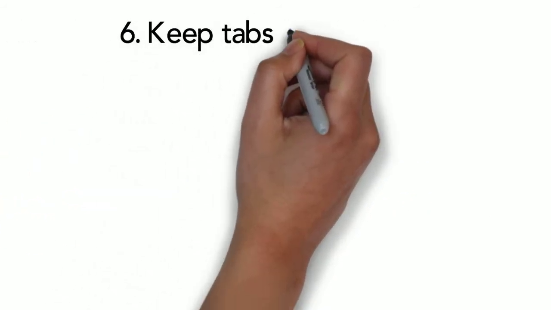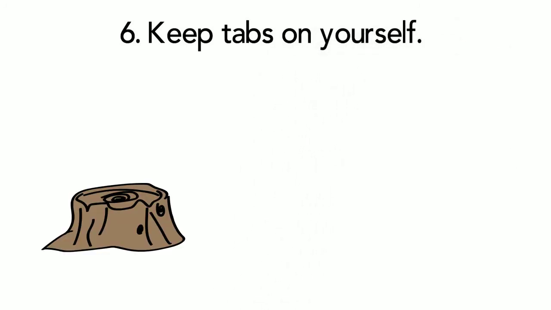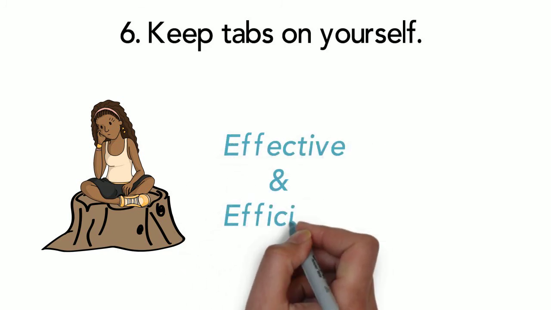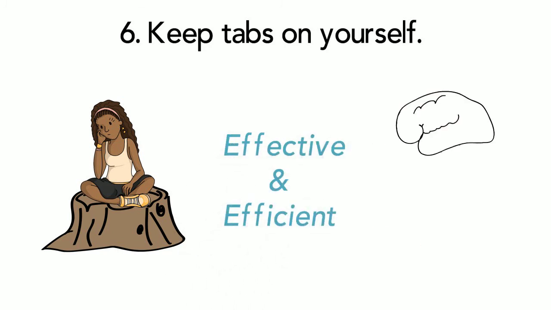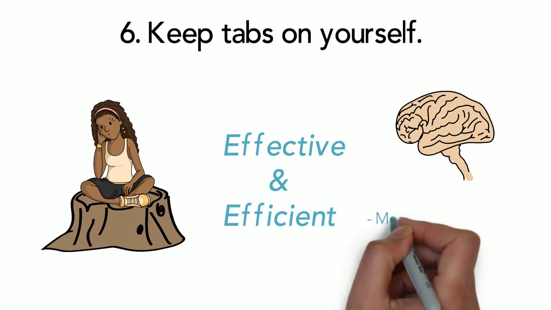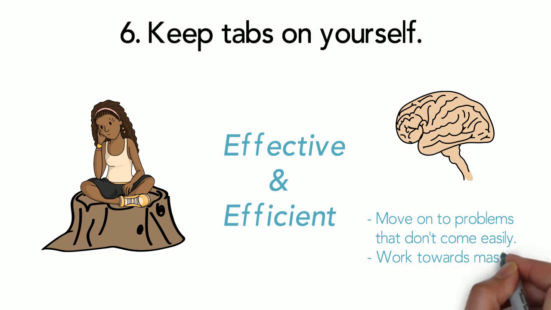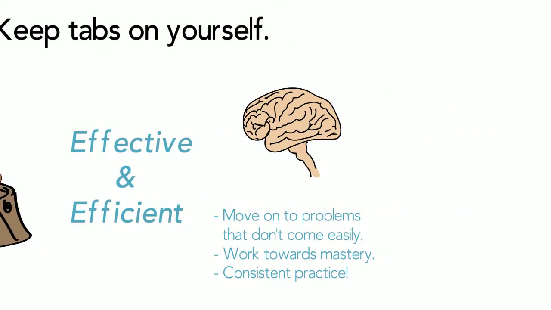Strategy six, keep tabs on yourself. What's been pretty easy and what's stumped you? Use this understanding to make your exam prep more effective and efficient. If you know material well enough to solve the problems with nothing but your amazing brain, move on to the problems that don't come as easily and practice till they do. You're working towards mastery. Basically, the more consistently you practice and evaluate yourself, the more you're already preparing for tests.